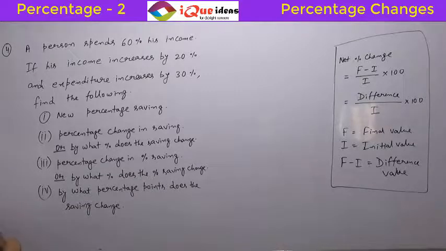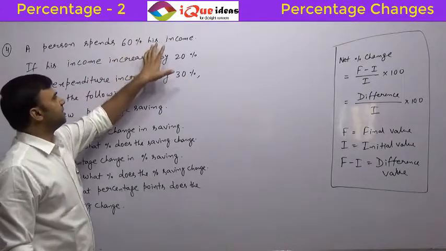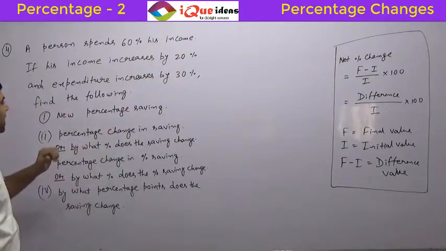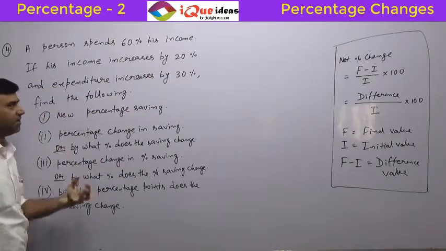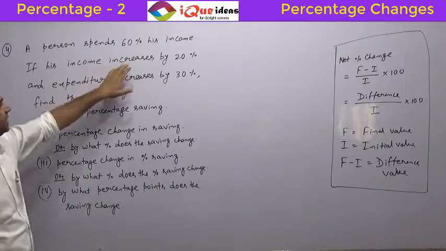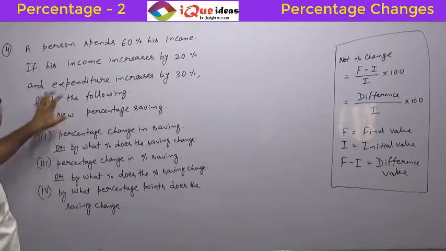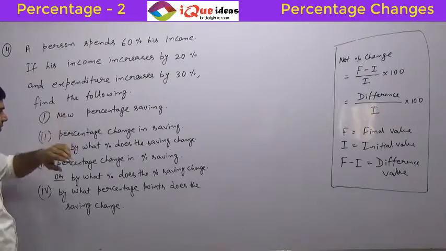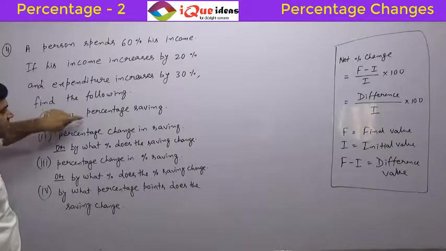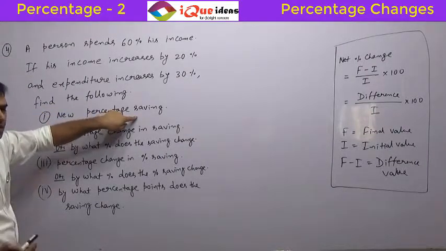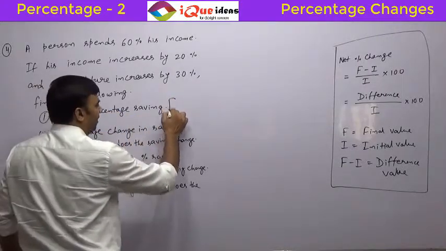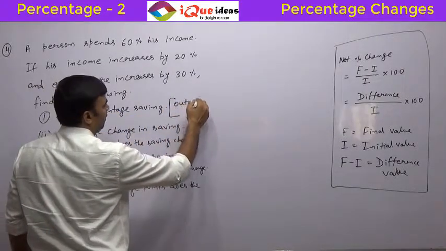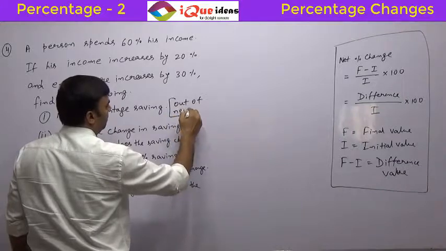Alright, now let's take this question. It says, a person spends 60% of his income. That means he saves the remaining 40%. If his income increases by 20% and expenditure increases by 30%, find the following. The first question is new percentage saving out of, obviously, the new income, right? So by default it means out of new income.